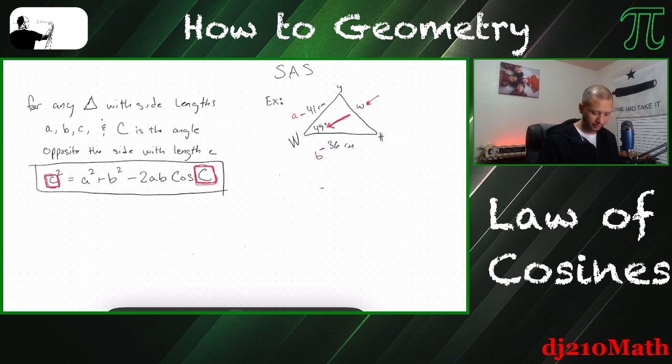Okay, so with that being said, this is law of cosines. So let's plug in the information that we know. I know that I'm looking for little c. So in this case, it's going to be little w.